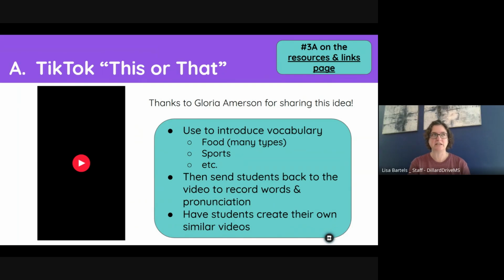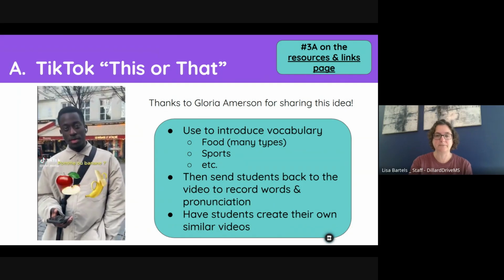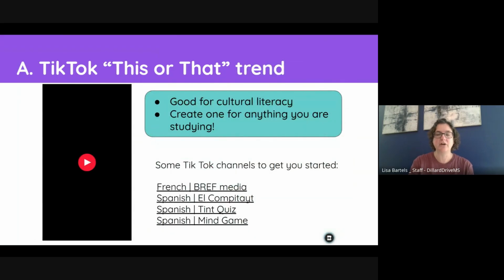Using isolated vocabulary isn't always proficiency based, but this is a way to actually use isolated vocabulary and practice that pronunciation in a format that is focused on: Pomme ou banane? And they're also great for cultural literacy. Let me show you just a clip of this one, which is about French cheeses.